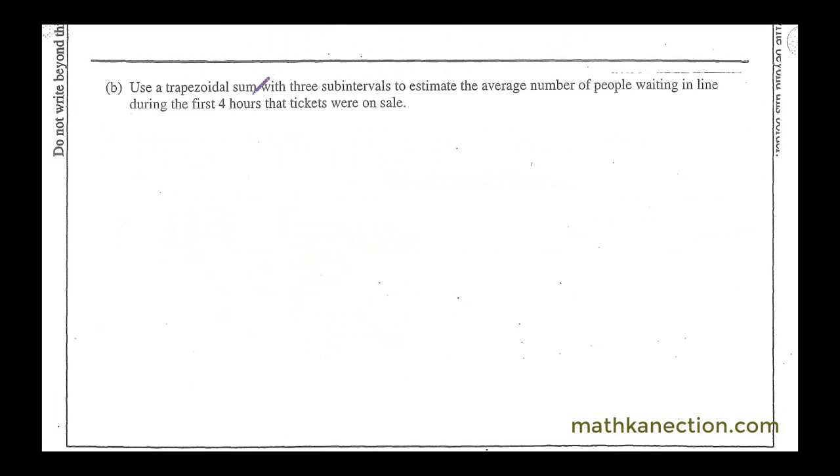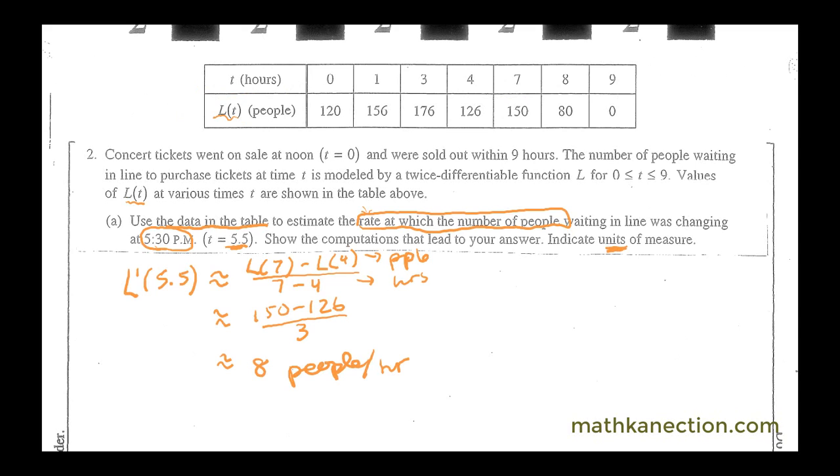Part B says we have to use a trapezoidal sum, and we have 3 subintervals. They do not say the word equal. Estimate the average number of people waiting in line during the first 4 hours. So trapezoidal sum, first 4 hours, we're doing the average number of people. So the delta t for the first trapezoid is 1, for the second trapezoid is 2, and for the third one is 1. We're only going 0 to 4, 3 trapezoids. Those are the bases of our trapezoids, and then we're going to do the average value.